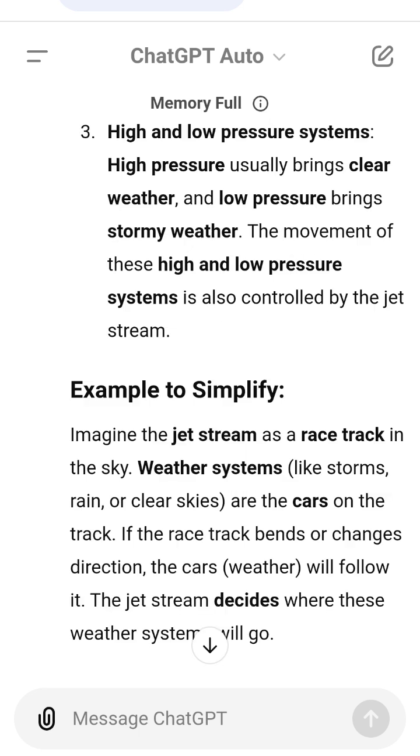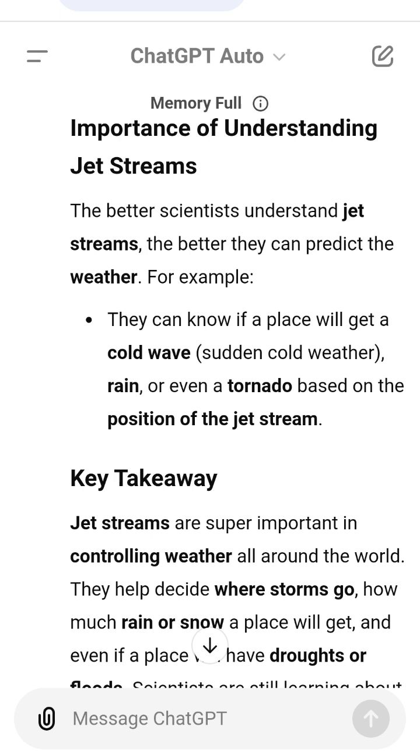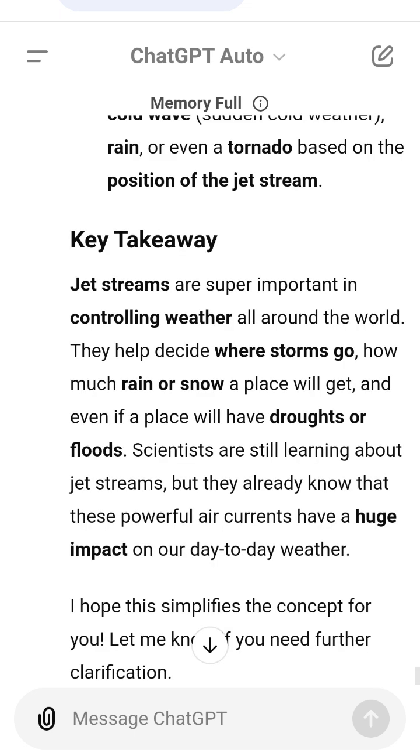Scientists are still learning about jet streams, but they already know that these powerful air currents have a huge impact on our day-to-day weather. I hope this simplifies the concept. Let me know if you need further clarification.